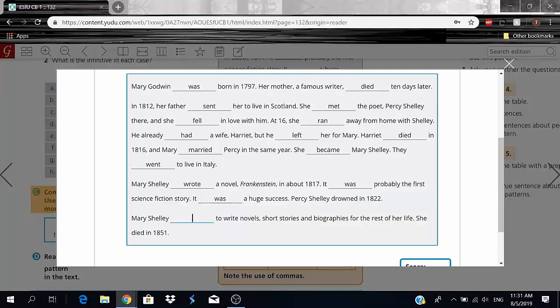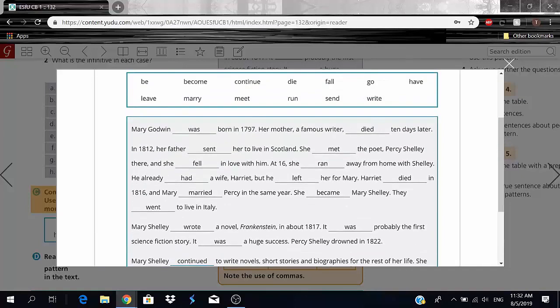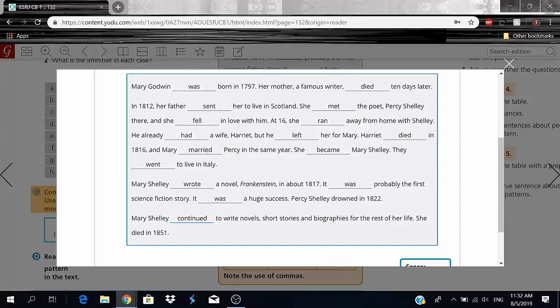Okay, wow, I really like this. Mary Shelley continued to write novels. What can I say here? Could say continued, right? To write novels, short stories, and biographies for the rest of her life. She died in 1851. Okay, simple enough. So, was, died, sent, met, fell, ran, had, left, died, married, became, went, wrote, was, and continued. Okay, simple stuff.